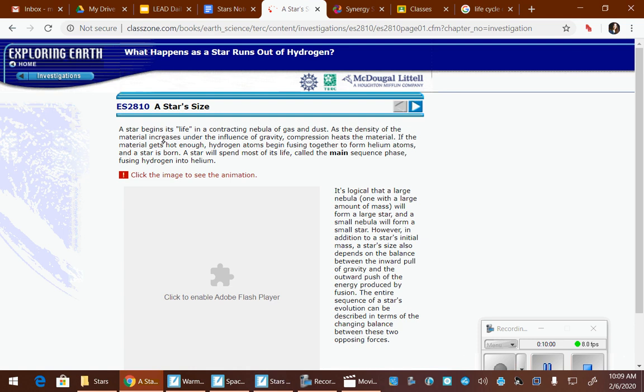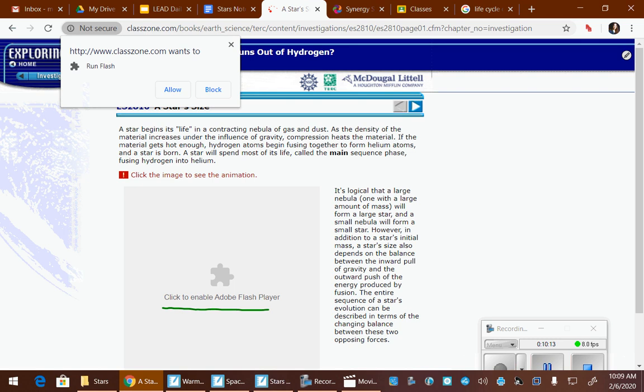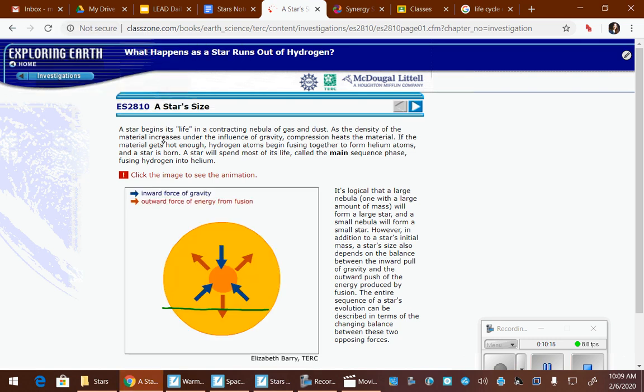Now, the issue that I want to talk about with you is a technology thing here. Depending upon your account and your settings, you're probably going to see this thing that says click to enable Flash Player. If you click on that, it's going to ask if you want to let Flash run, and you're going to say allow. Then it should pop up with an image here, and you're going to need that image, or there are some videos they're going to play later on with this. So you'll want to do that.